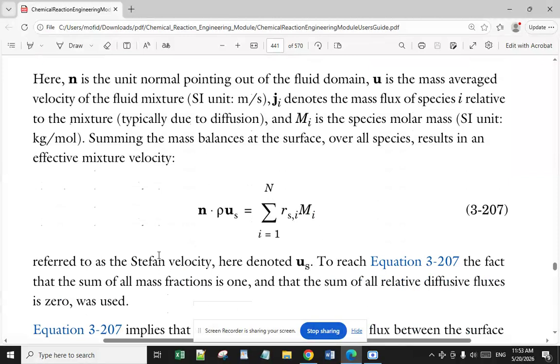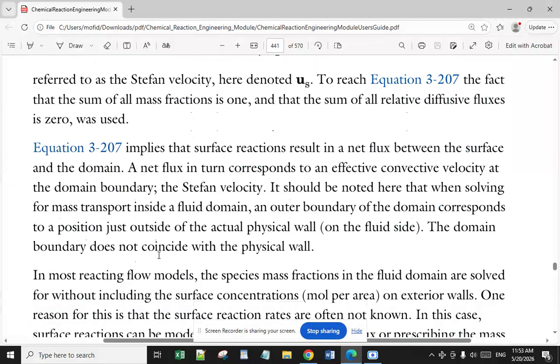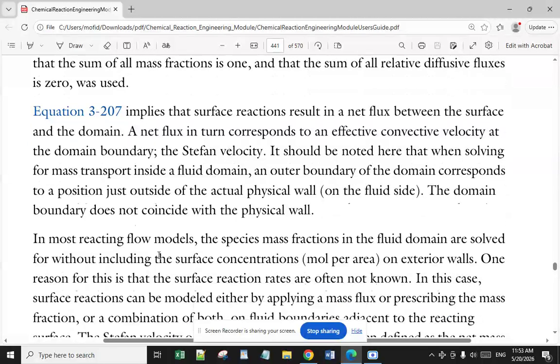MI is the species molar mass, based on the SI is kilogram per molar. Summing the mass balances at the surface over all species results in an effective mixture velocity as follows, referred to as the Stefan velocity, here denoted US. To reach equation 3-207, the fact that the sum of all mass fractions is 1 and that the sum of all relative diffusive fluxes is 0 was used.